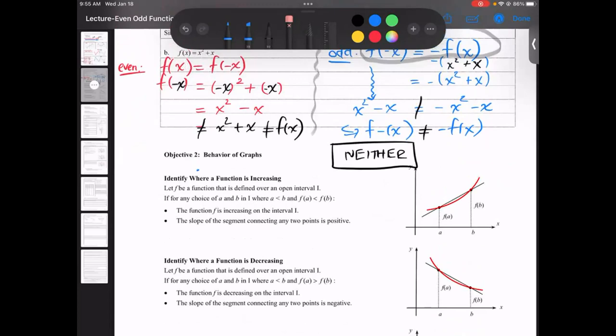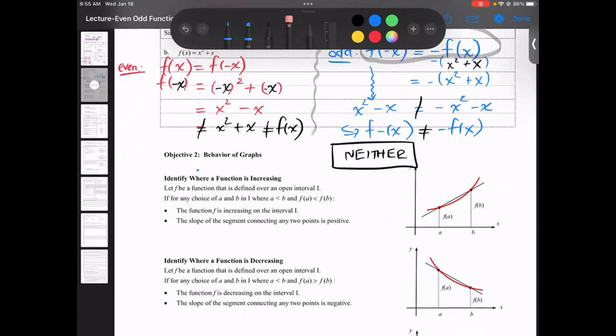Objective two is we want to take a look at the behavior of the graph. When they say behavior, they mean where it's increasing, where it's decreasing, and where it's constant, or sometimes even undefined, right?